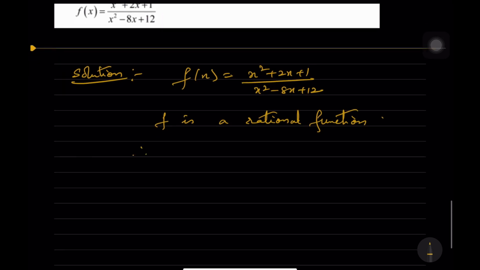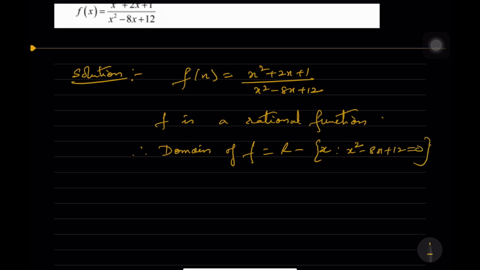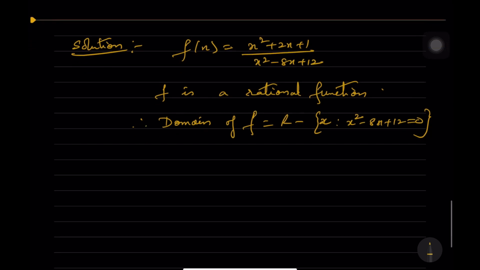And now the domain of f is the set of all real numbers minus those values where the denominator is equal to 0, isn't it? So it will take all real values except where the denominator is 0, that is, R minus the set of x such that x square minus 8x plus 12 is equal to 0. When this is equal to 0, it is not acceptable. That means it is not in the domain. We are taking R minus only these values for this function which we have written here.